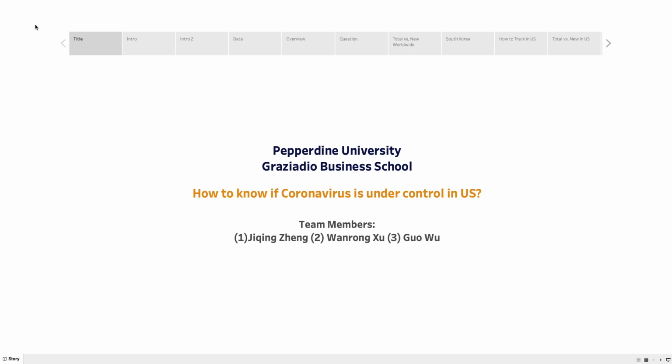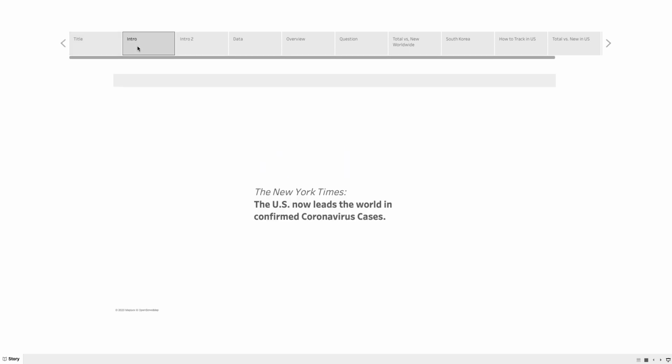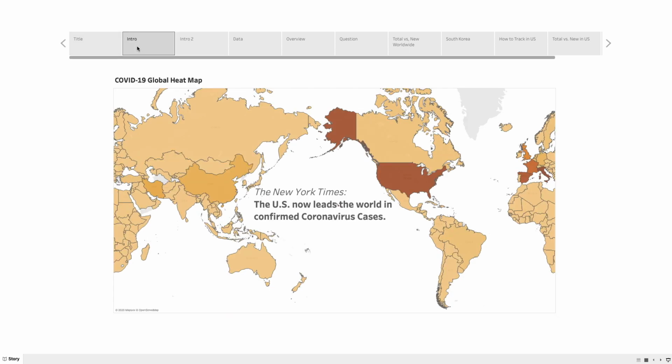And our topic will be talking about how to know if coronavirus is under control in the US. The COVID-19 has already spread all over the world, especially in the United States. Till today, US has become the country hardest hit by the coronavirus pandemic and now leads the world in confirmed coronavirus cases.